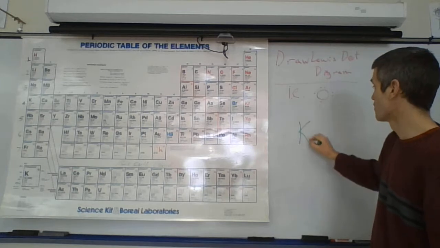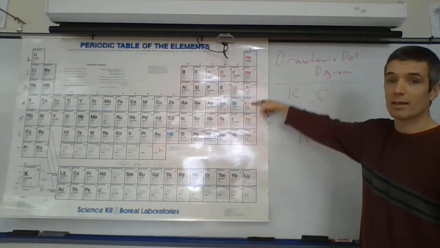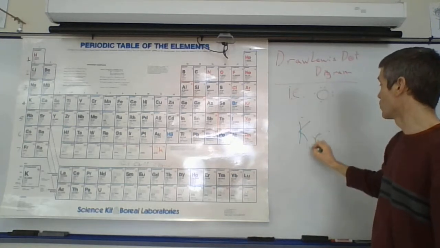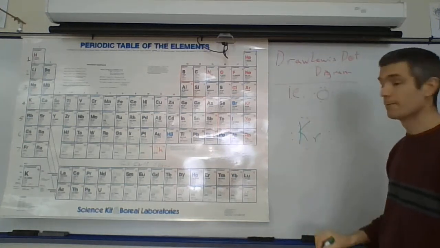Okay, krypton. Right here, group 18. That's going to have 8. It's not the exception with helium that has 2. 1, 2, 3, 4, 5, 6, 7, 8. All right?